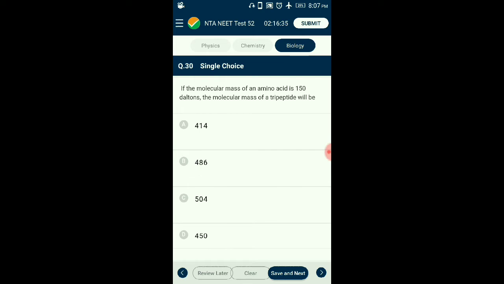Question number 30. If the molecular mass of an amino acid is 150 daltons, the molecular mass of a tripeptide will be. A tripeptide is formed by the condensation of 3 amino acids with the loss of 2 water molecules. The molecular mass of 2 water molecules is 18 into 2 equal to 36. Therefore, tripeptide mass will be 150 into 3 minus 36 equal to 414. So the answer is option E, 414.